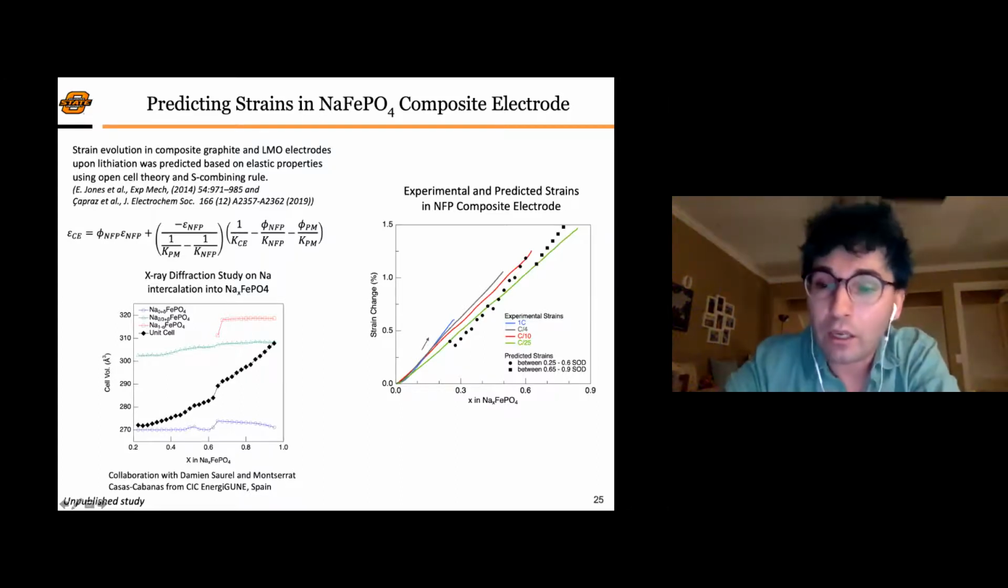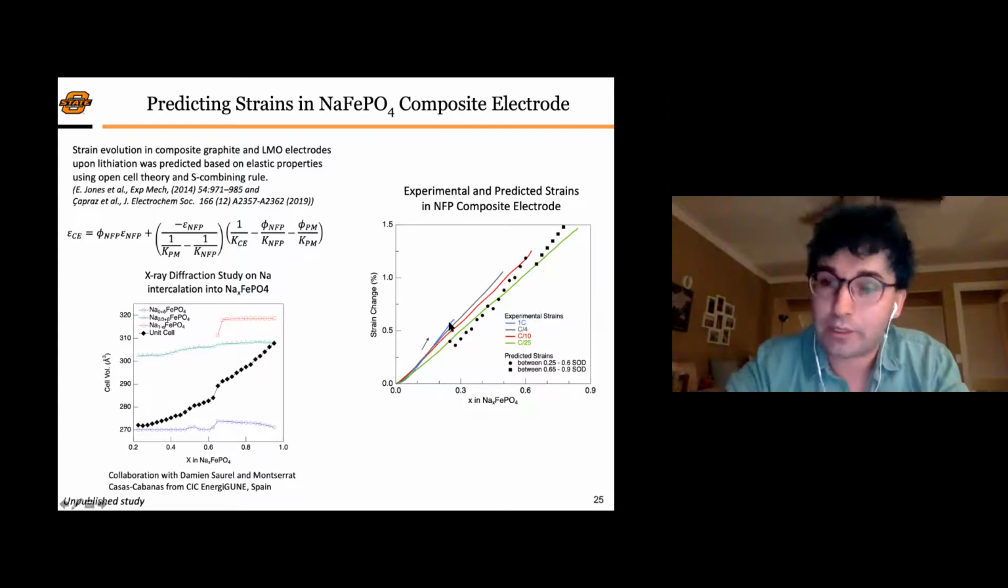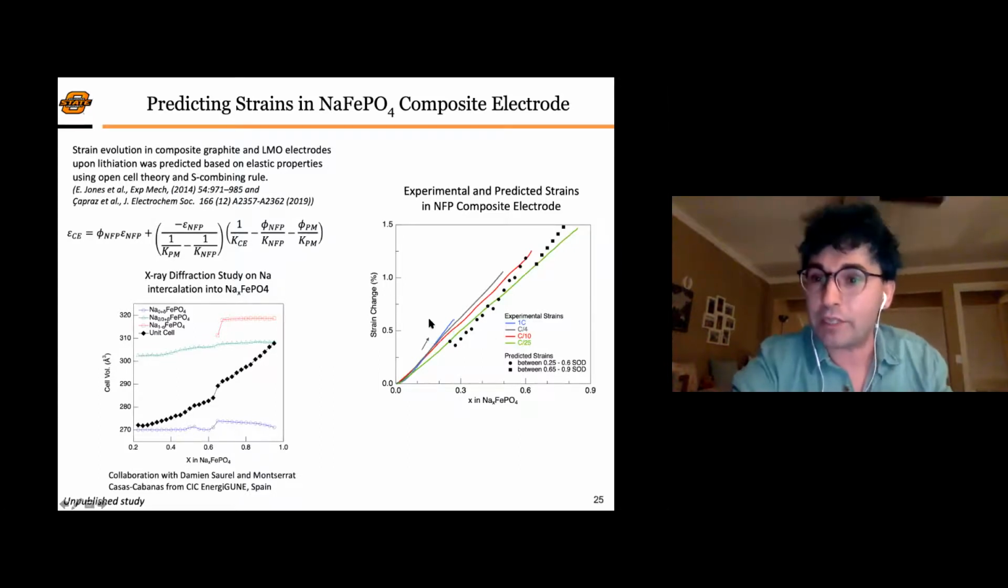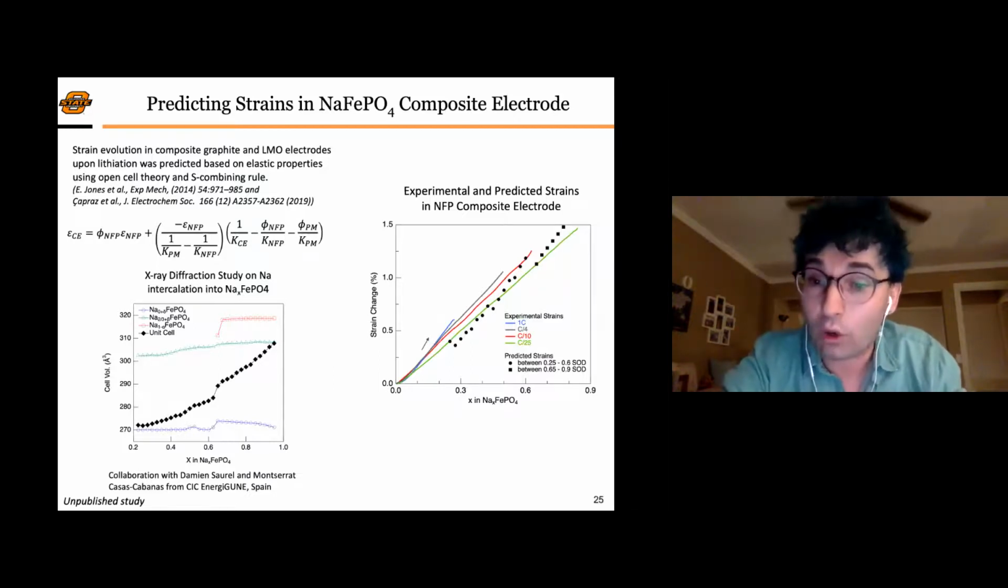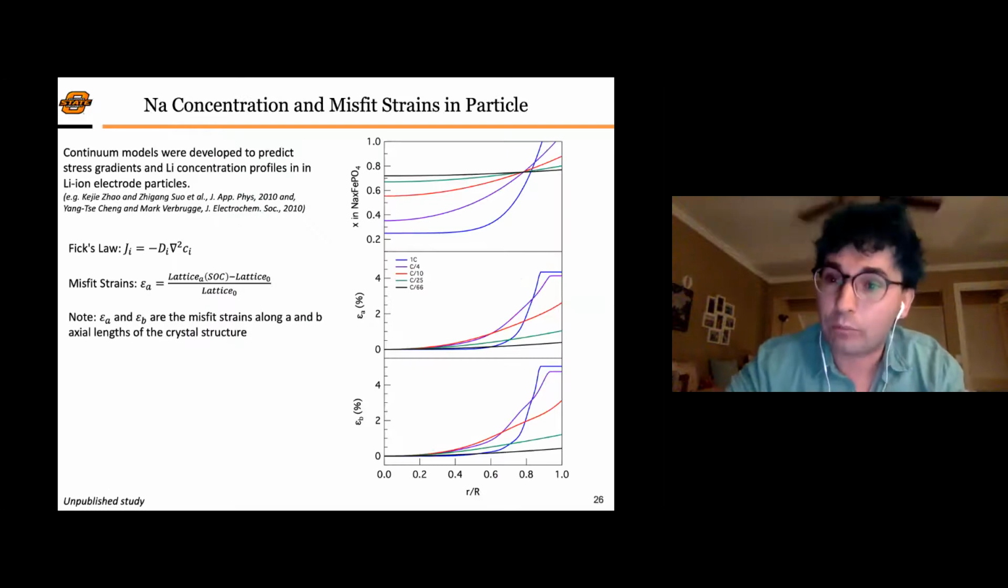Predicted strain correlates very well at the lower range with our slow scan rates. At the higher scan rate, we still observe larger strains experimentally. This model does not include any plasticity and also does not include any localized concentration profiles. So we look at the particle models.